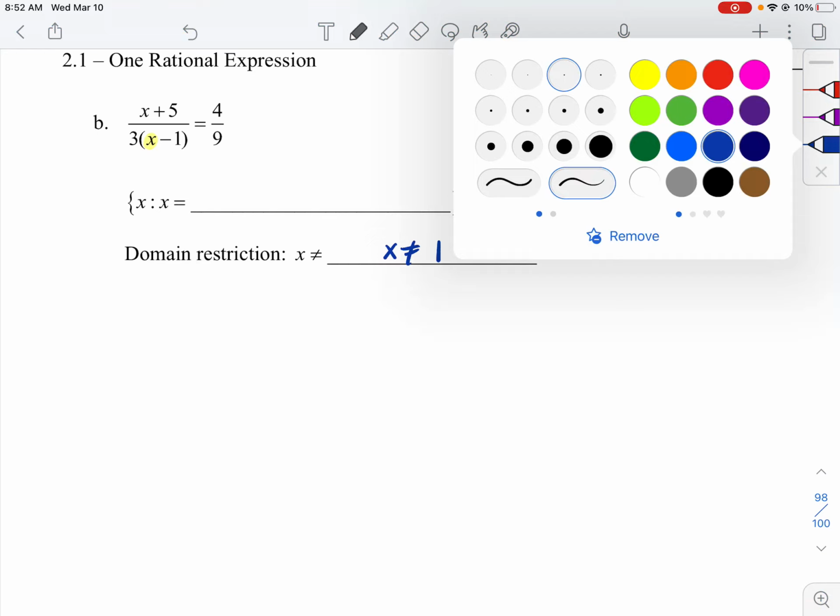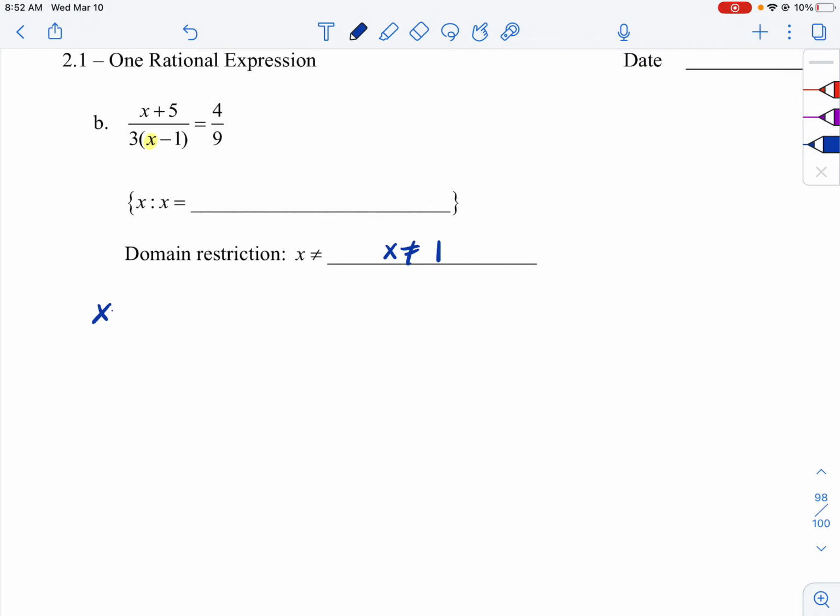All right then. So I'm going to solve x plus 5 over 3x minus 1 equals, instead of writing 9, I'm going to write it as a 3 times 3. You know why?